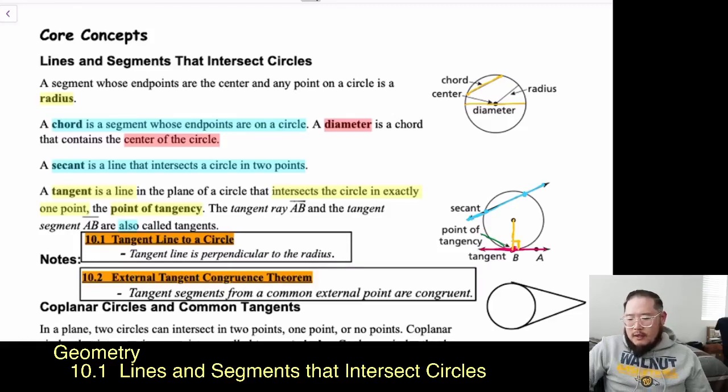Another key piece of information and note right here is the external tangent congruence theorem. And that states that tangent segments from a common external point are congruent. So you see right here I have a diagram.